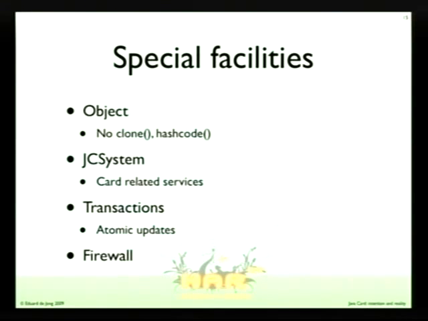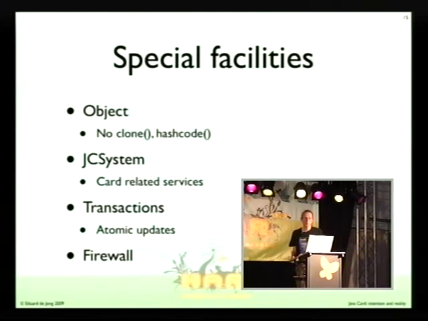So what is special for Java? The objects are very simple. There's no clone, there's no hash code, there's equals you can implement if you want. There is no system class. There's a special GC system class which has some facilities that the Java system class would bring.